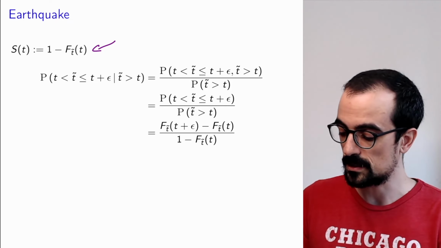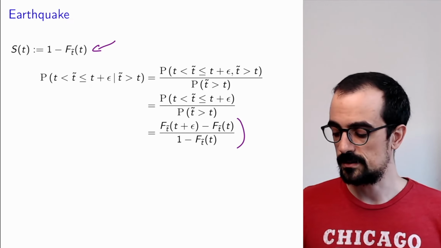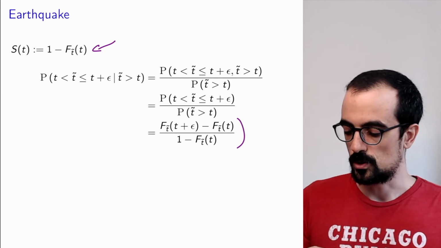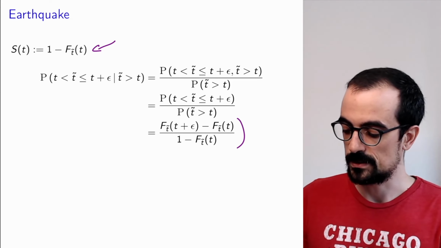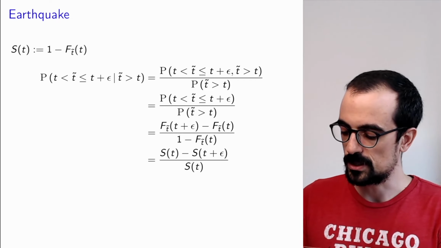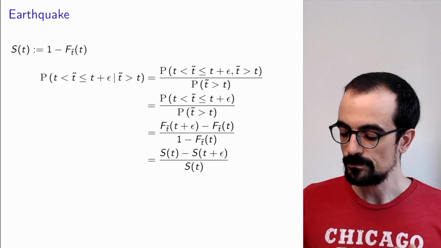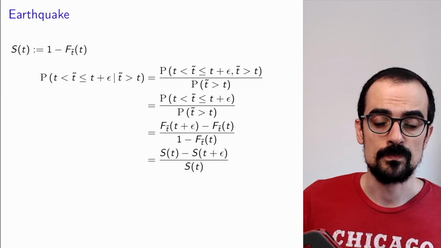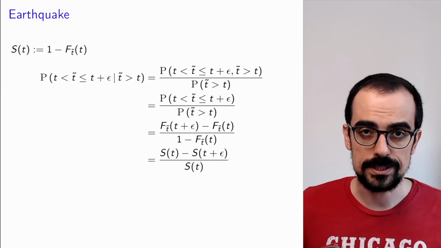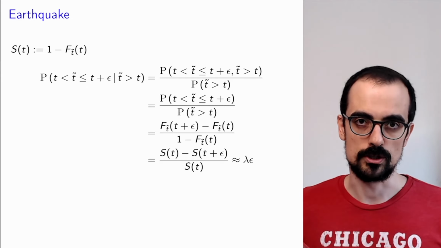So we're going to do a change of variables so that we express this fraction in terms of the survival function. We just plug in 1 minus the CDF for each of the times the CDF appears, and we get that this expression is equal to S of t minus S of t plus epsilon divided by S of t. Great. So now what are we going to do? We have arrived at the point where we're going to take the limit when epsilon goes to 0 and set this equal to lambda epsilon. That's what we're going to do.